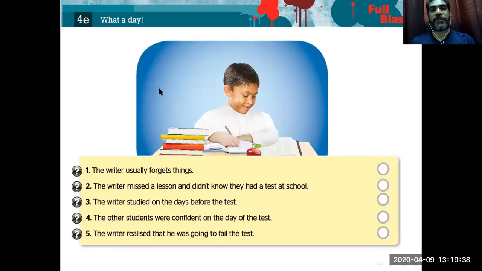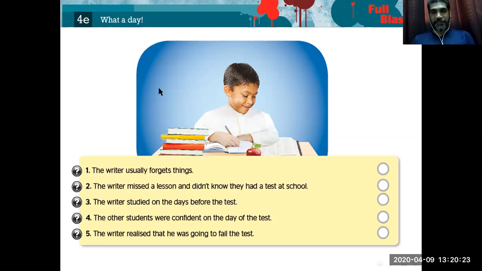The questions. Who can read the first one? Muhammad? Muhammad al-Dusri? Okay. Ahmad? Can you read the first one, Ahmad? Yes. The writer usually forgets things. True or false? False. Are you sure?